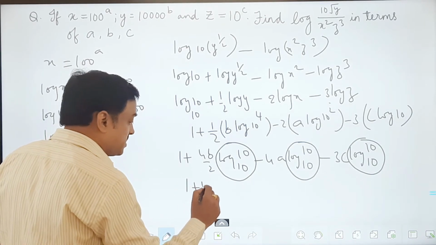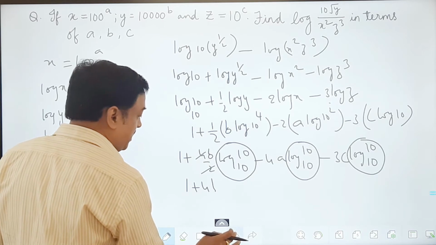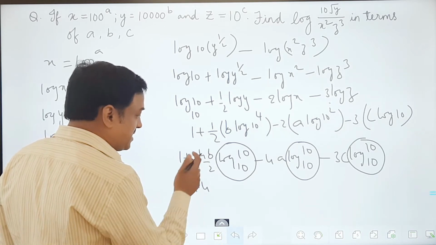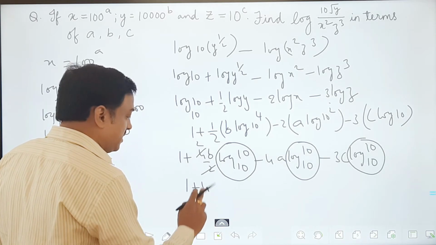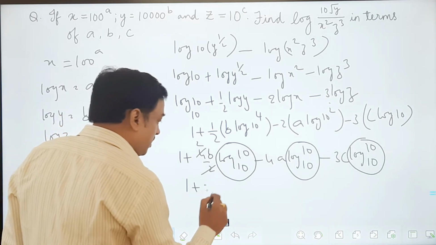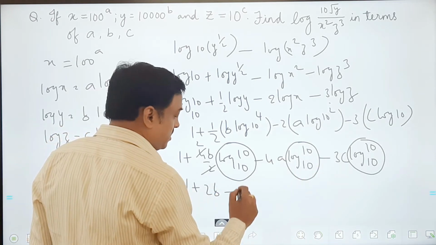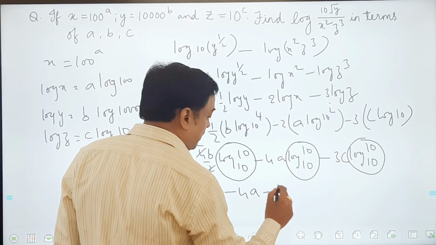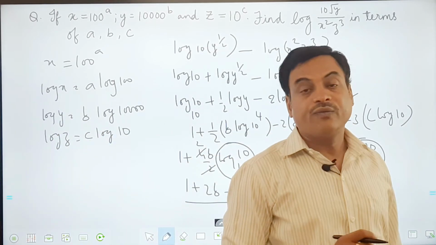Then 1 plus 4b by 2, I can cancel by 2. So instead of 4b by 2 I can cancel this by 2, and I can simply write this as 2b minus, here this is 1, so 4a, and the final one is 3c. That is the simplified value of the given expression in terms of a, b, c.